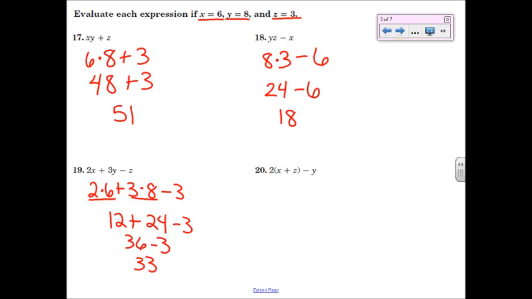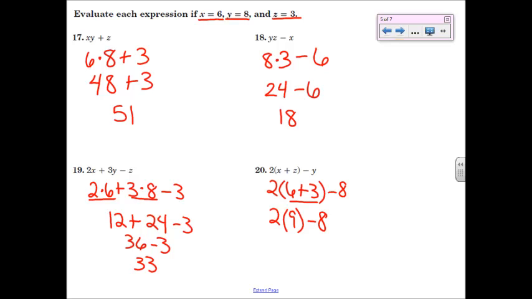Number 20, I have 2 times x plus z, in parentheses, minus y. So 2 times x is 6, plus z is 3, minus y is 8. So the first thing I look at is parentheses, and inside the parentheses I have 6 plus 3. So I'm going to do that first. I'm going to go 2 times 6 plus 3 is 9. And again, I could very easily write this as 2 times 9 to show that it's being multiplied. And then still minus 8.